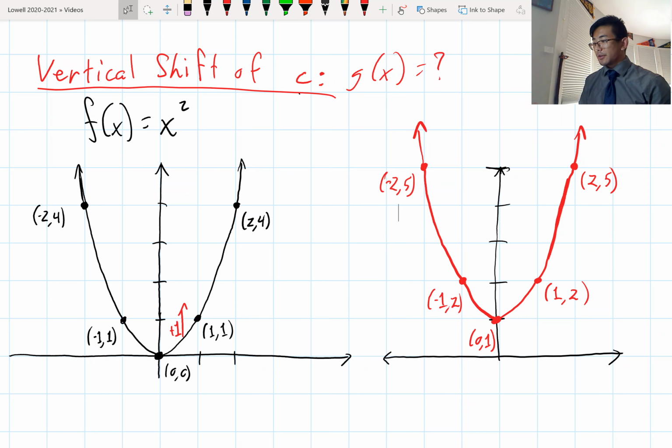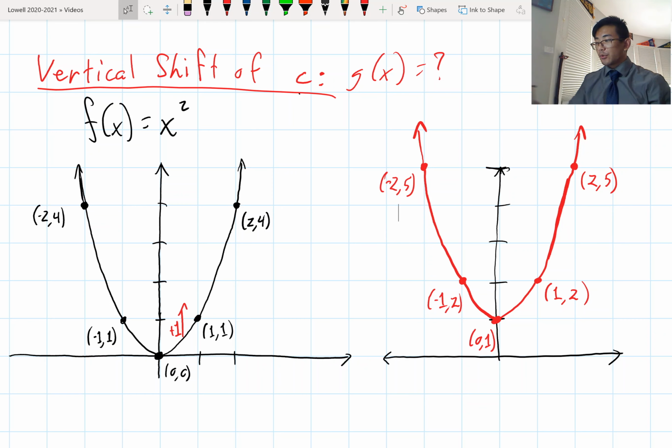So that's the black one. Nothing too tricky here. Negative 2 squared is 4, and so is positive 2 squared is 4. And I just drew our function from negative 2 to positive 2. What I want to do then is take that parabola and drag it upward 1 unit.